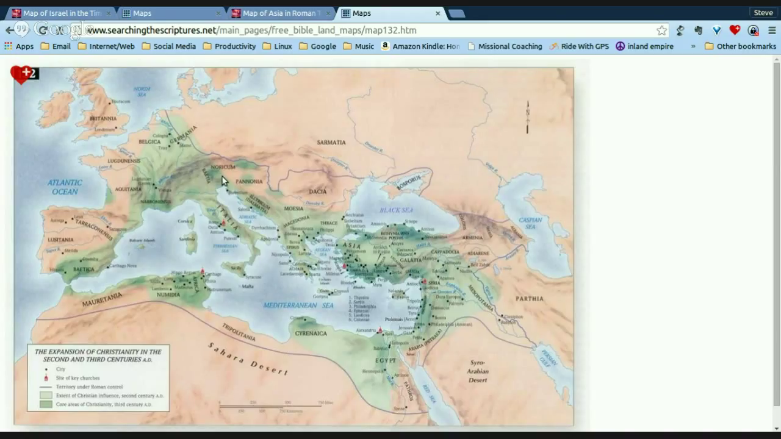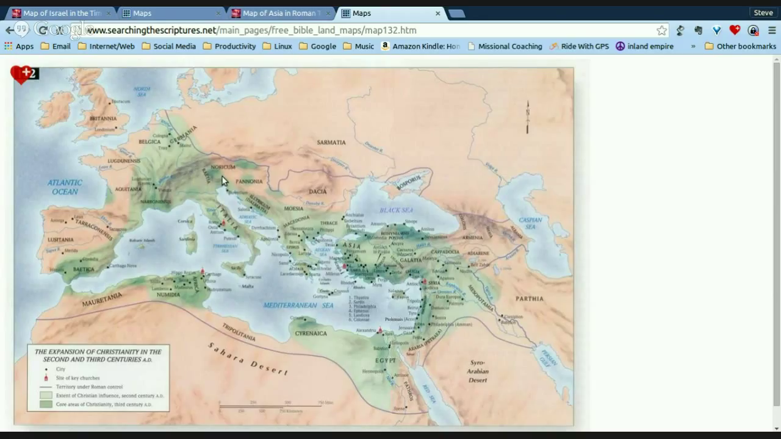At the end of this book in chapter 15, he talks about his desire to go to Spain. And so he's pushing to go to Spain because, as far as he's concerned, Spain is the end of the world. And so, "therefore, when I have finished this and I put my seal on this fruit of theirs, I will go on by way of you to Spain." He writes that to the Romans in Romans chapter 15, verse 28. And then in Colossians, there's some interesting verses.